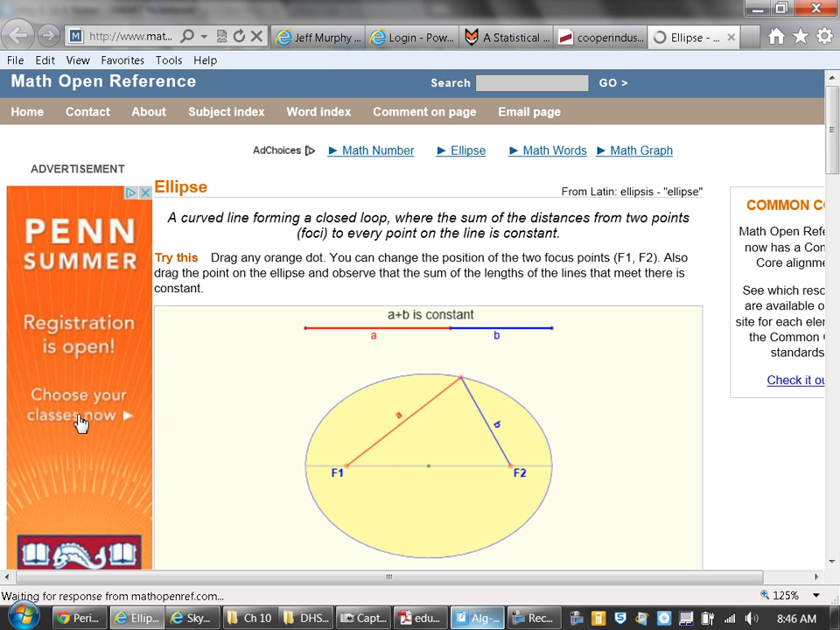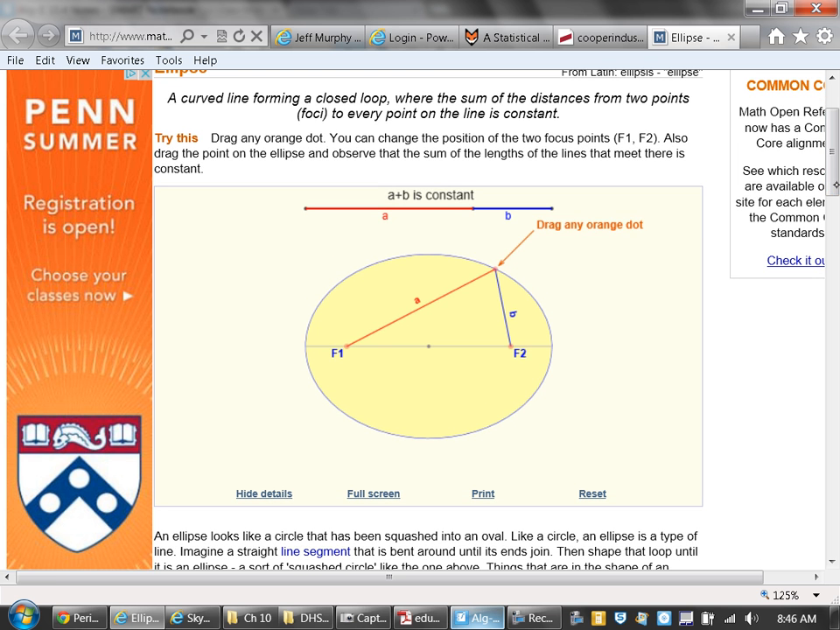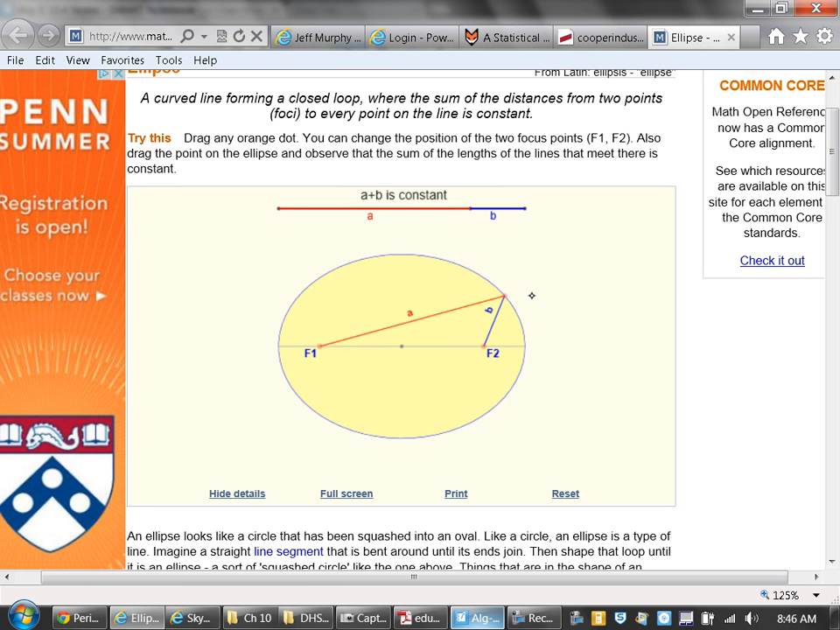Show us, besides fuses, because I was looking for a fuse, what an ellipse is. An ellipse is basically a set of points that when you add them together, they always stay constant, as you move this around.